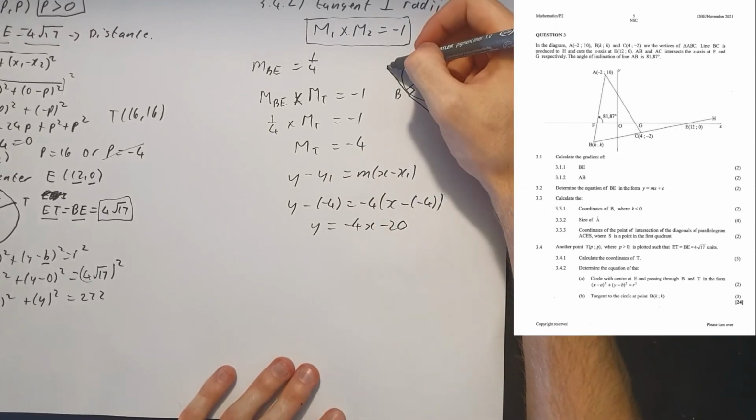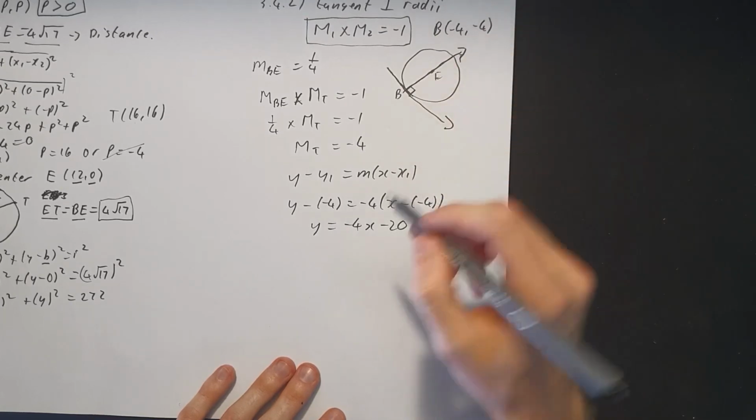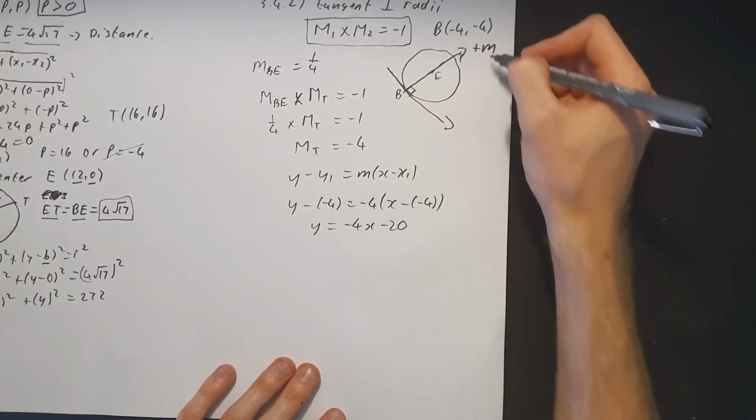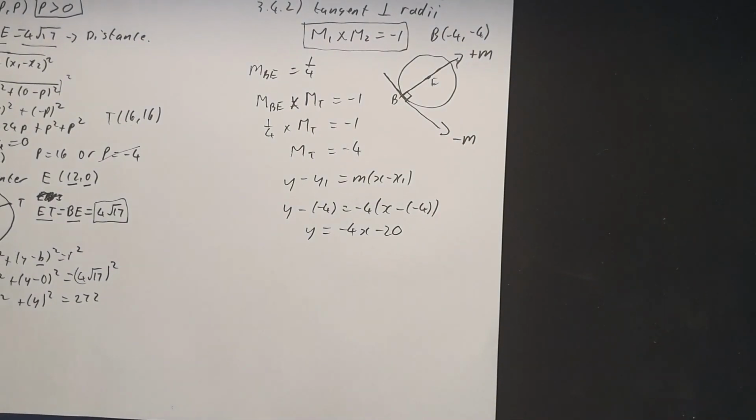Okay, it makes sense. Why? Because this needs to move downwards since this one's moving upwards. So this one has a positive gradient, this one must have a negative gradient. Okay, and that's how we go about doing this question.